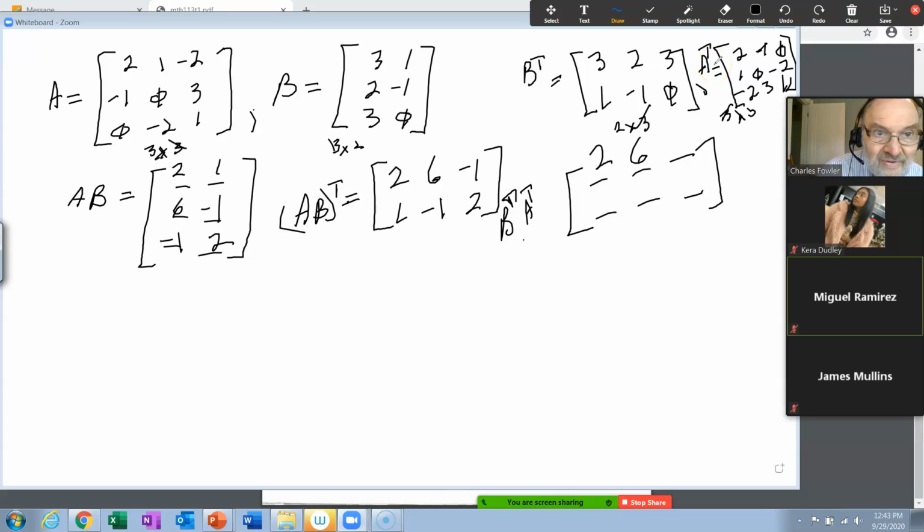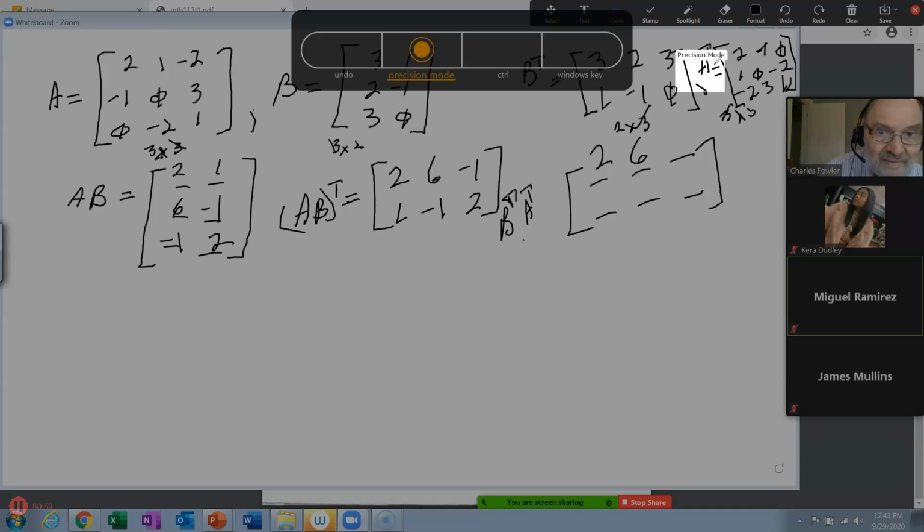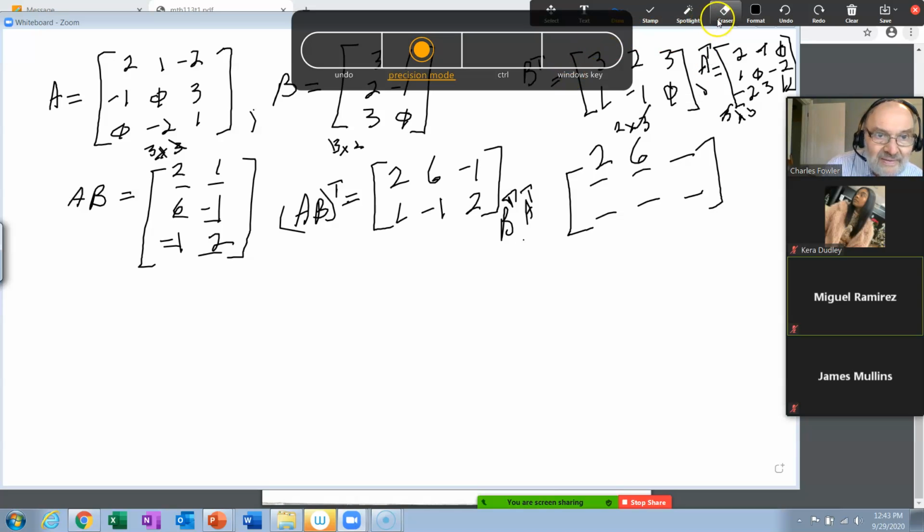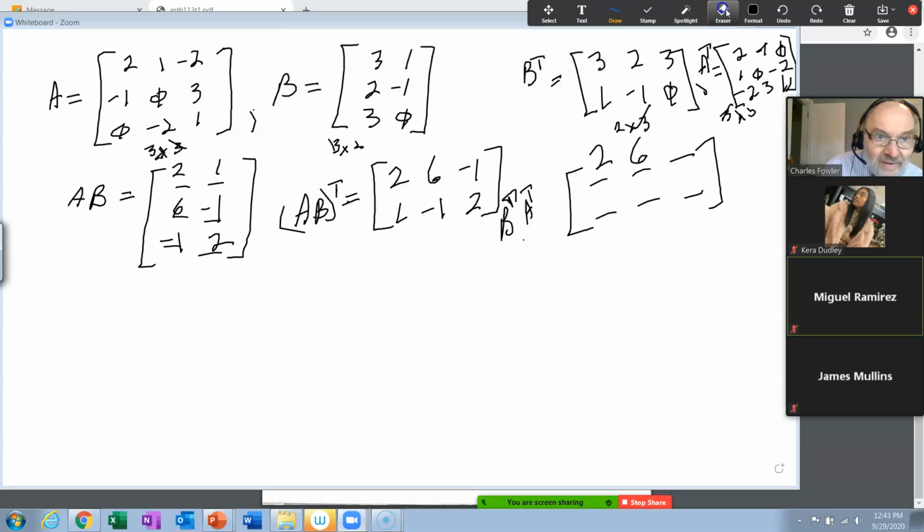Okay, let me see if I can erase that. Yuck! This device is such a pain in the neck sometimes. Okay, that's a little bit clearer.